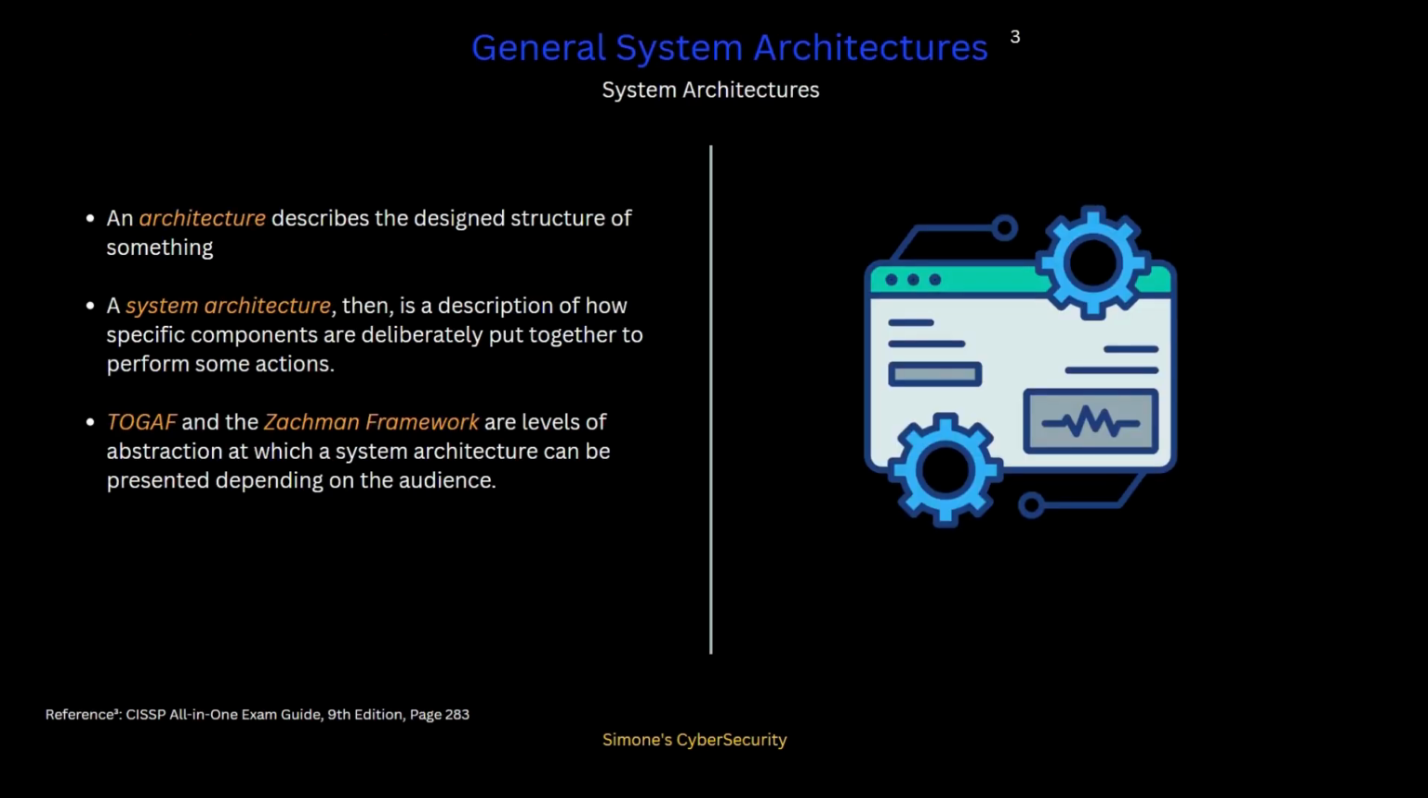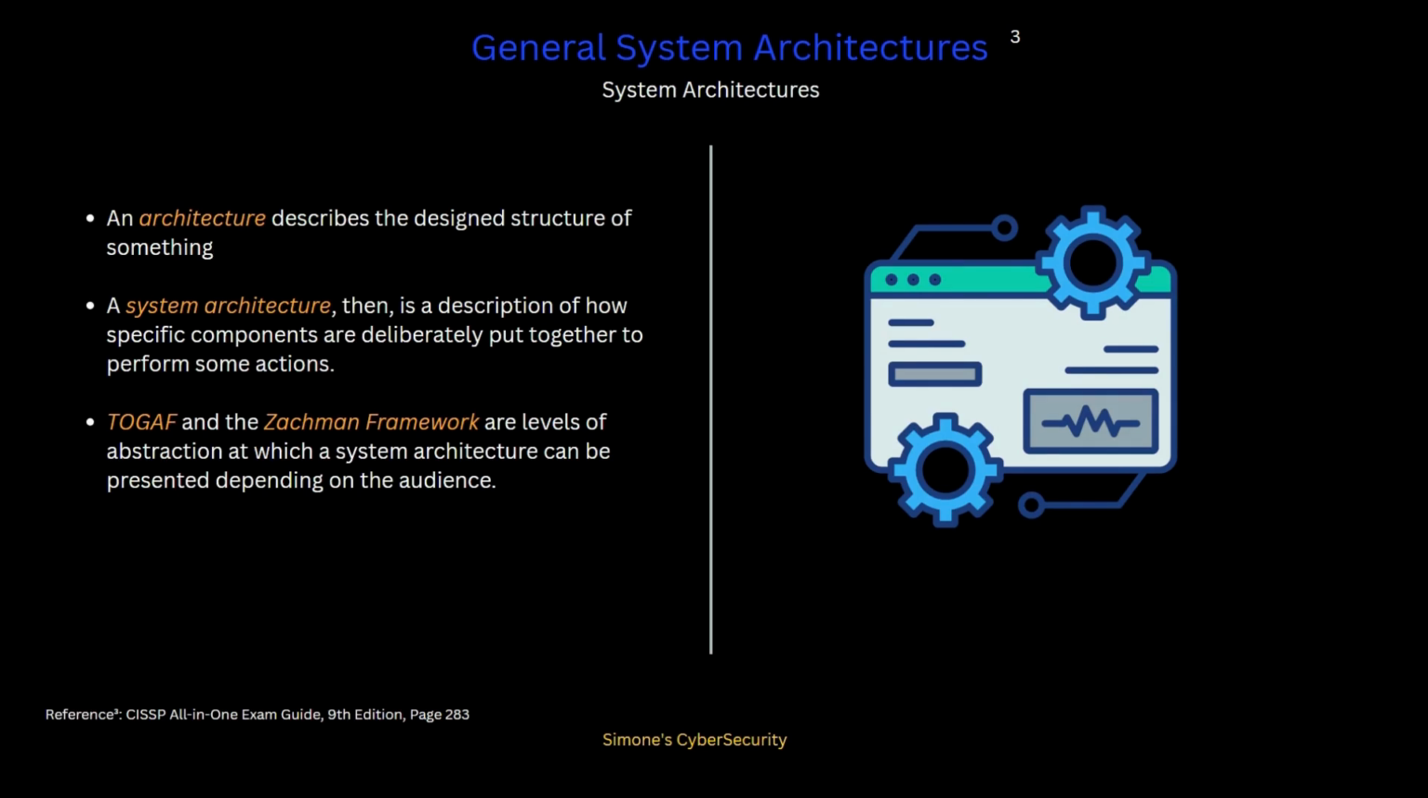Now that we have understood what a system is, let's talk about system architectures. An architecture, in simple terms, describes the designed structure of something. Think of it like a blueprint. It explains how the different parts are arranged and how they work together. So, when we say system architecture, we mean a description of how specific components are deliberately put together to perform certain actions. For example, in IT, the architecture of a web application might show the database at one end, the application server in the middle, and the web front end that users interact with.